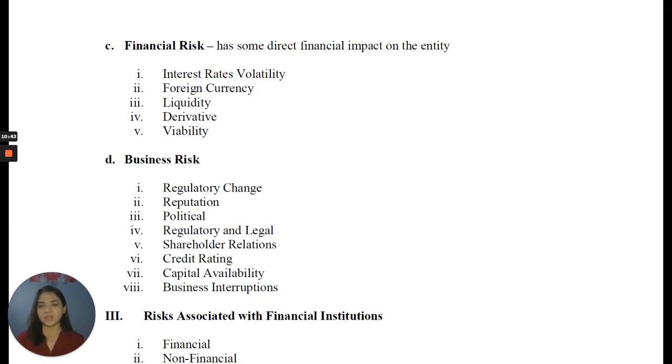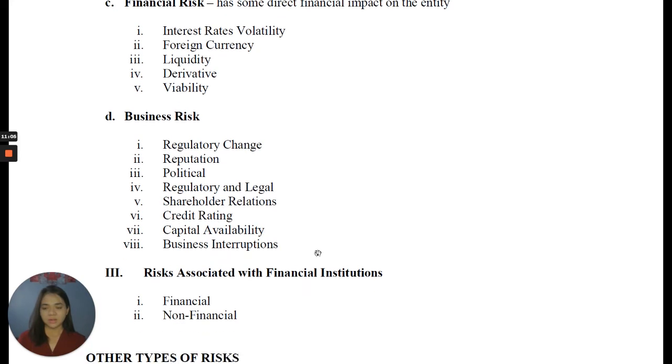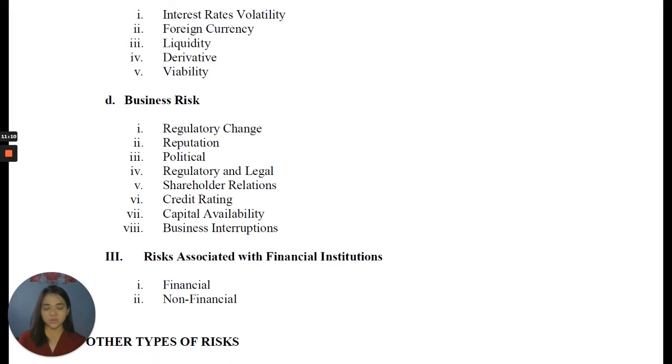Interest rates, volatility, foreign currency, liquidity, derivative, and viability. Fourth, business risk. It includes regulatory change, reputation, political, regulatory, and legal, shareholder relations, credit rating, capital availability, and business interruptions. Then the third division is the risk associated with financial institutions. So it includes financial and non-financial risks.